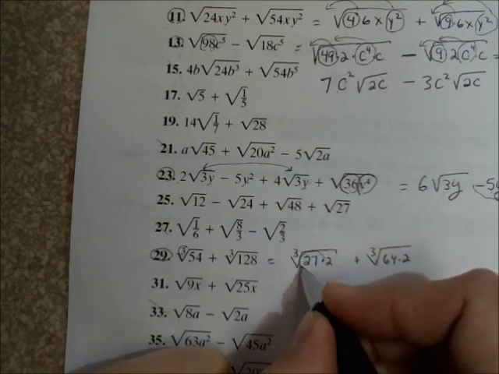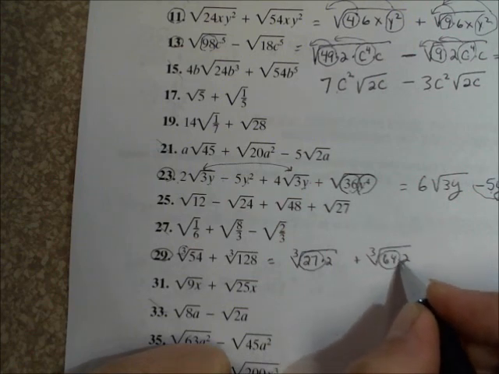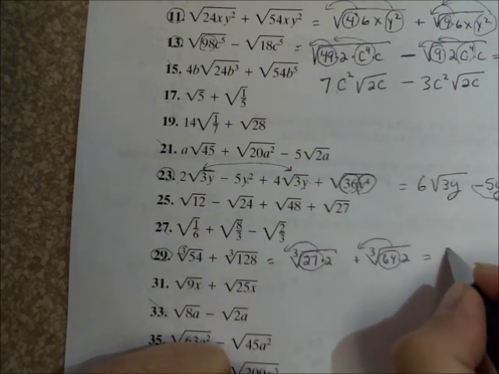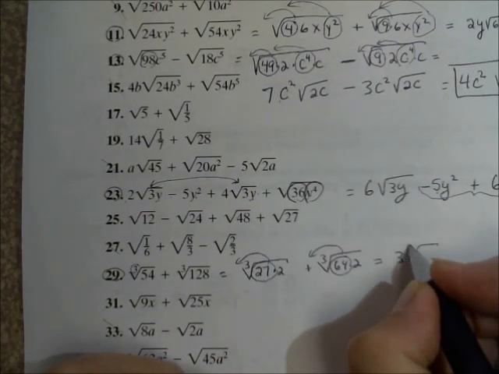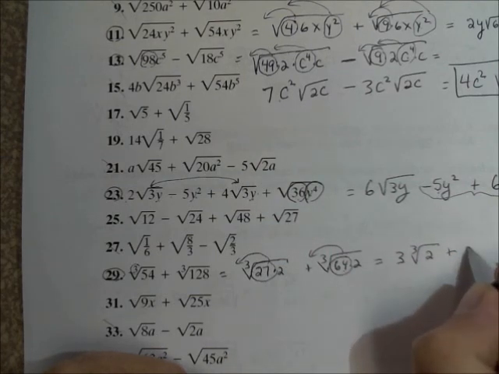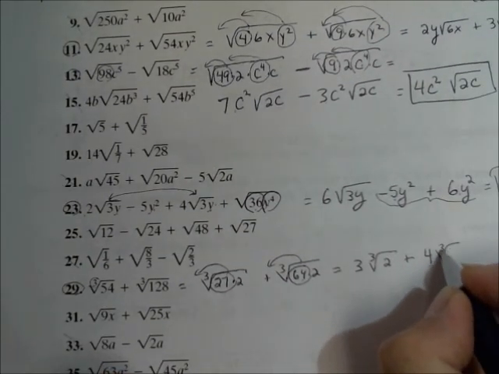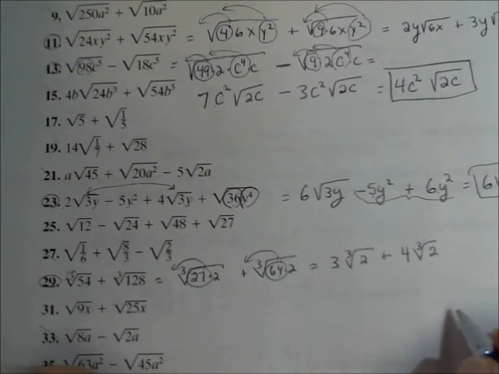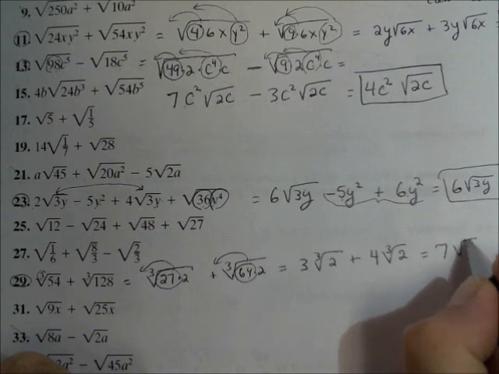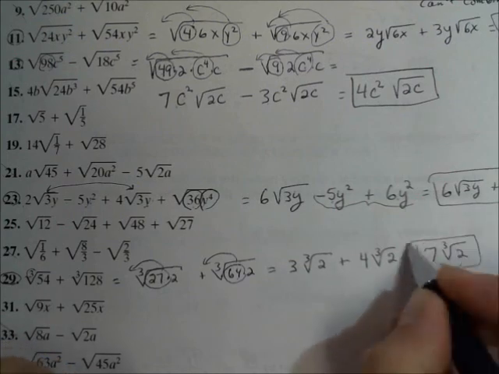Circle the perfect cubes. The cube root of 27 is 3. The cube root of 64 is 4. So they're going to come out and become 3 times the cubed root of 2 plus, remember the cubed root of 64 is 4, 4 times the cubed root of 2, what we didn't circle. And this is like 3x plus 4x, which is 7x. So it's 7 times the cubed root of 2. And be careful, make sure you write that cubed root every time.